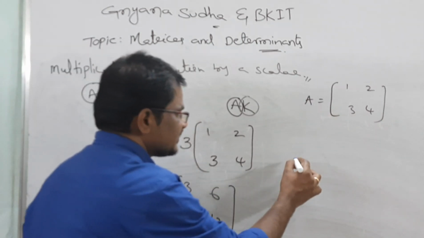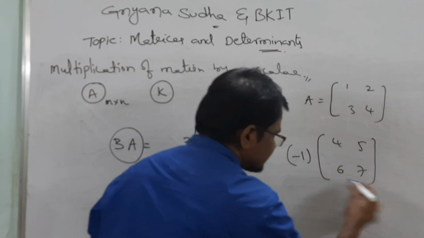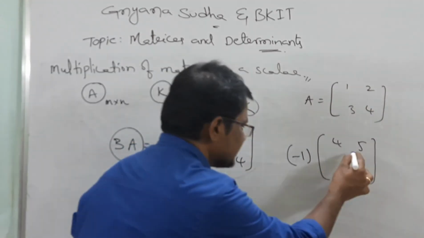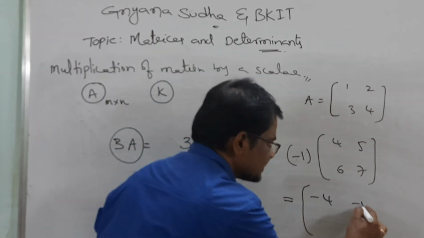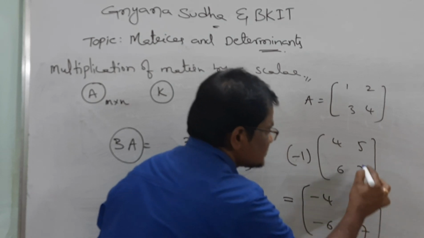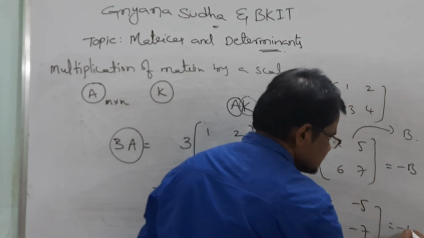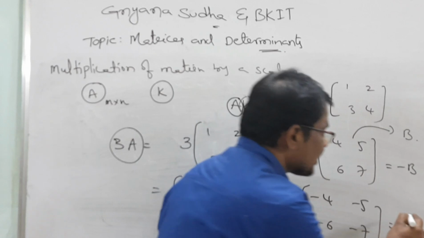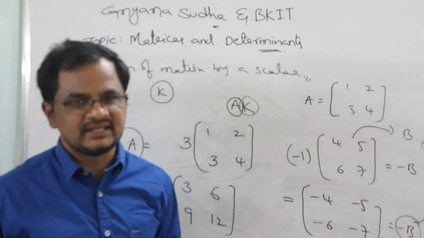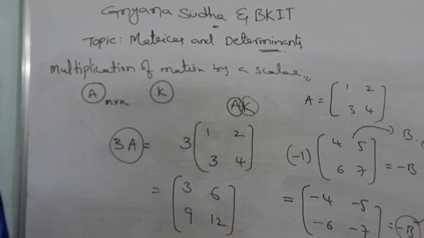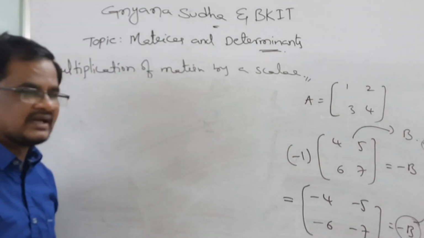Suppose you take minus 1 into the matrix 4, 5, 6, 7. What we have to do is just multiply each and every element with minus 1, that means minus 4, minus 5, minus 6, minus 7. Suppose you take one matrix, this is B, so this is called minus B. Minus B means the negative of the matrix B. Next, here some properties are also there for the multiplication of a matrix by a scalar.